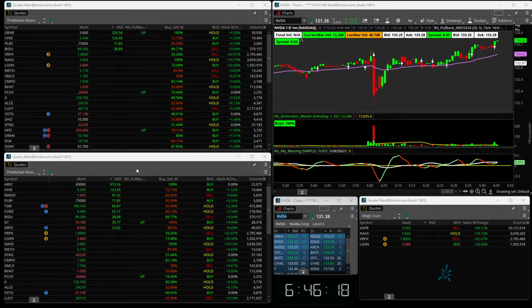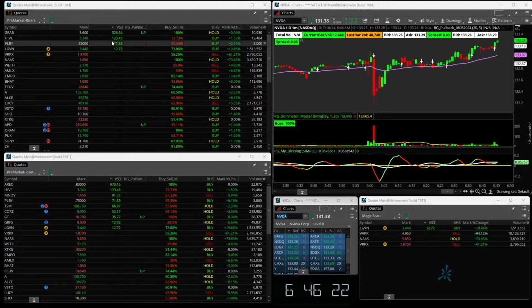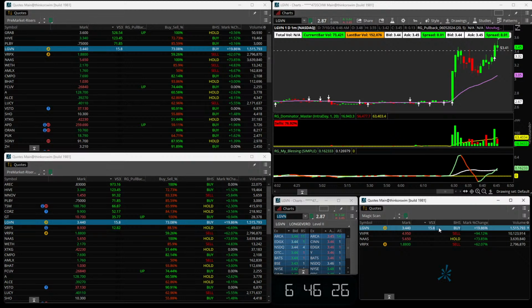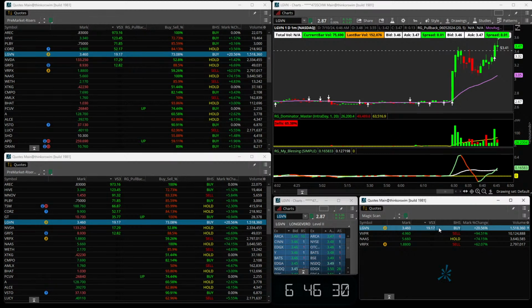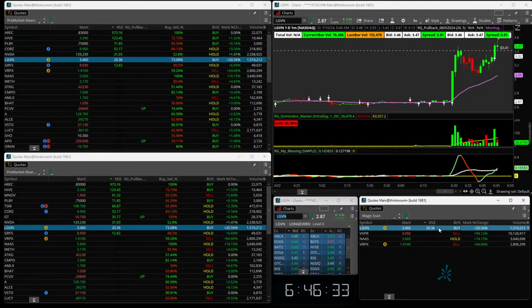NVIDIA moving around slightly this morning. Watching for volume spikes to occur. LGVN. Terry told me to look at it. I didn't listen to him. Now it's spiking up. So thank you, Terry.